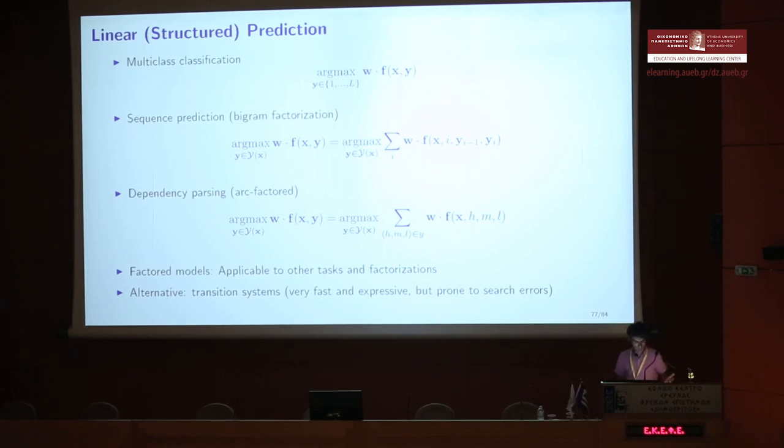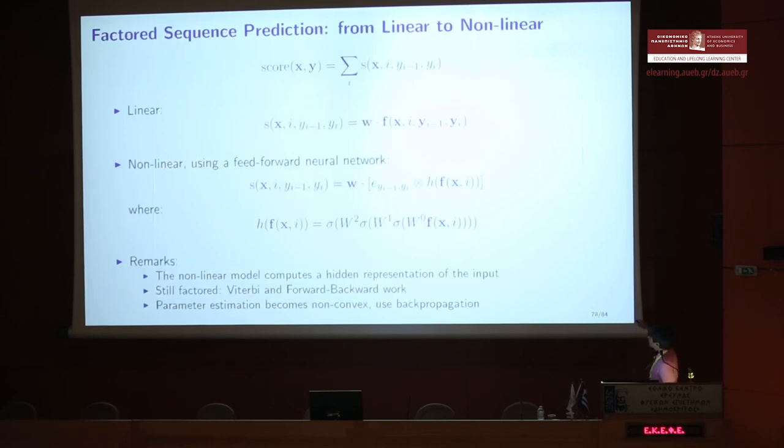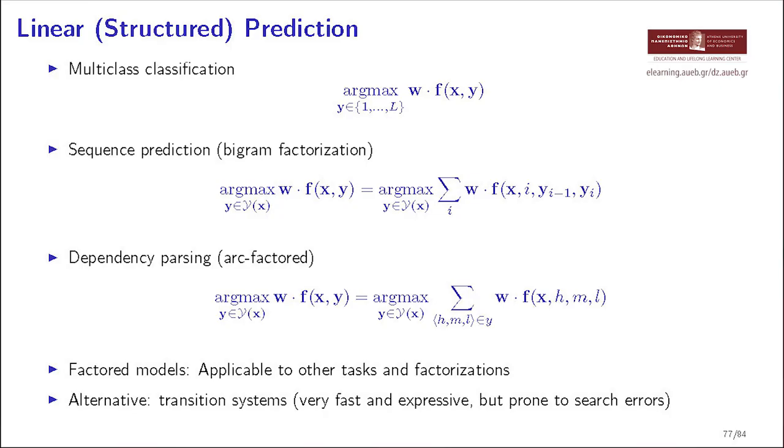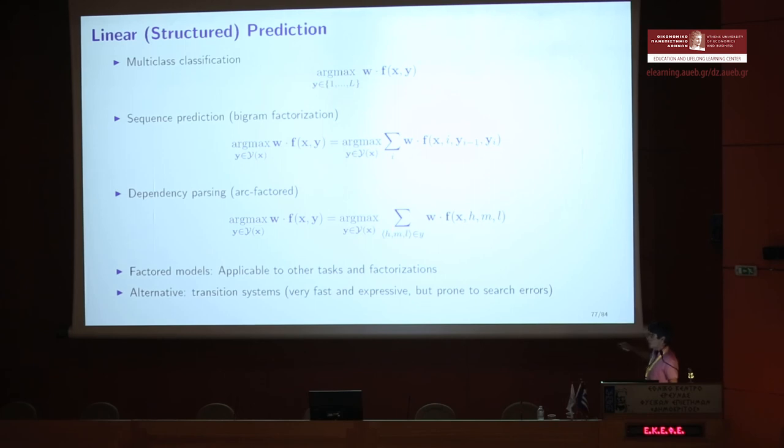So in summary for the lecture, maybe yesterday you saw multi-class classification, which is a linear model that chooses one of many values. Today I tried to argue that even if you are doing sequence prediction or dependency parsing, the same style of approach works, only that if we want things to be tractable, we need to make some assumptions on how we represent X and Y, okay? So a good approach is factored representations, because for many factorizations, they allow for quick solving of these problems while being expressive, okay?